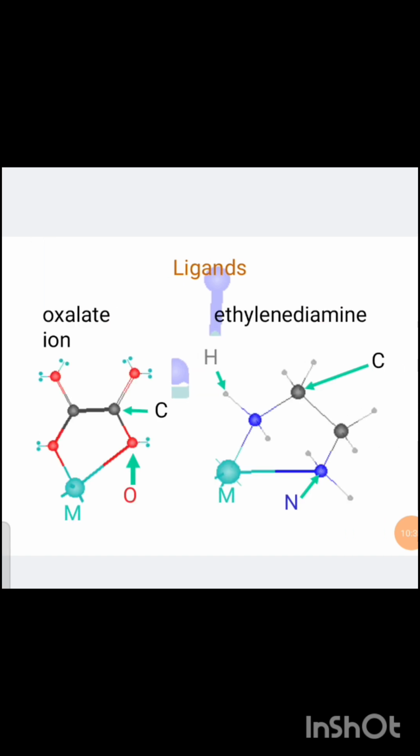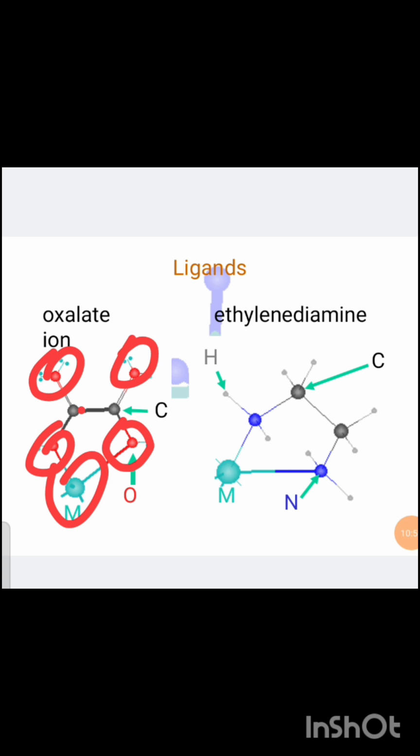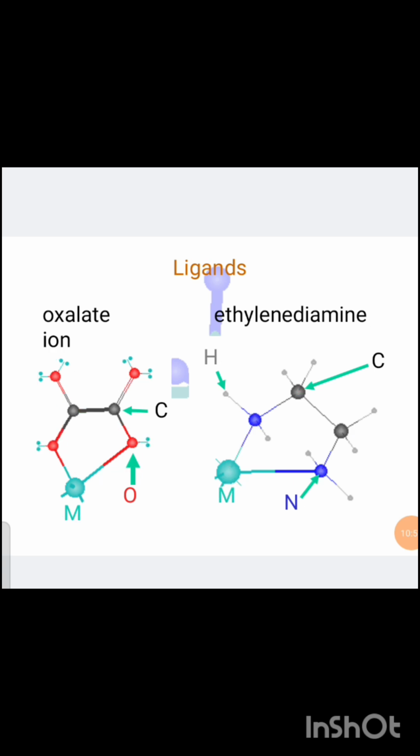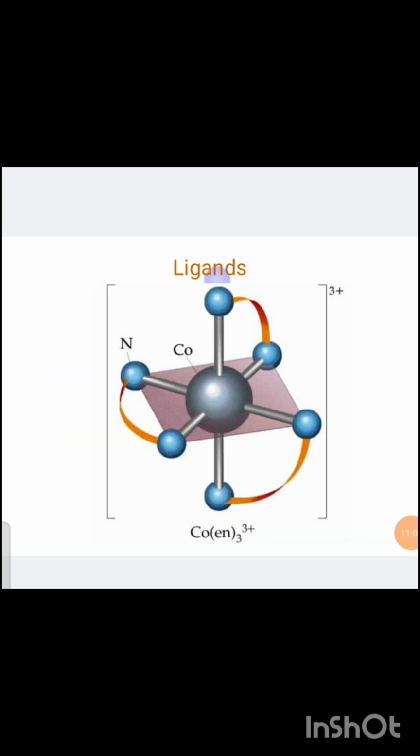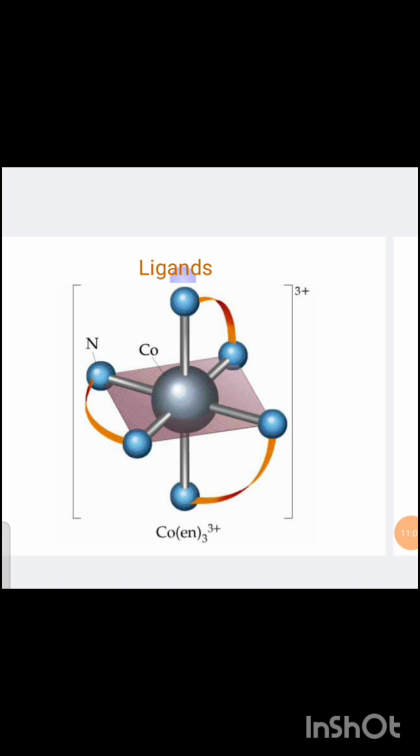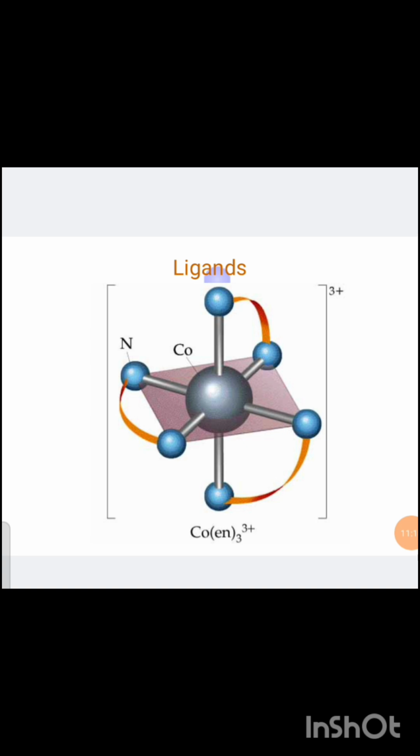Another is the oxalate ion, which has 2 carbons and oxygens, each oxygen having lone pairs, and the negatively charged oxygens bind to the central metal ion. Ethylene diamine has 2 carbons and 2 nitrogens attached to the central metal ion. Next, this forms octahedral geometry in which the central metal is attached to 6 ligands, and this is ethylene diamine. In this, the ethylene diamine is attached to the central metal ion.